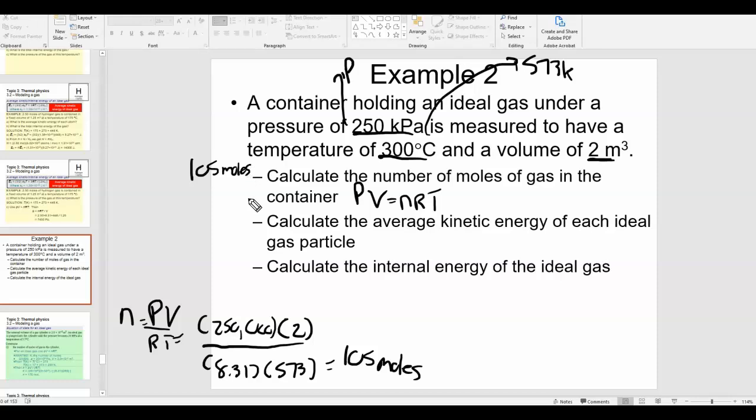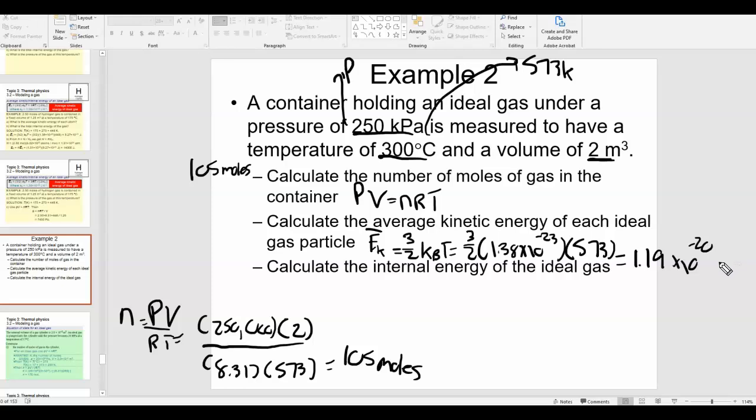Now the second question says calculate the average kinetic energy of each ideal gas particle. So that's when you would use E_K average equals 3/2 times k_B times T. And so 3/2 times 1.38 times 10 to the negative 23 times the temperature in Kelvin, which is 573. So I'm going to do 1.5 times 1.38 times 10 to the negative 23 times 573, and I get 1.19 times 10 to the negative 20 joules. Now that is for each individual gas particle.